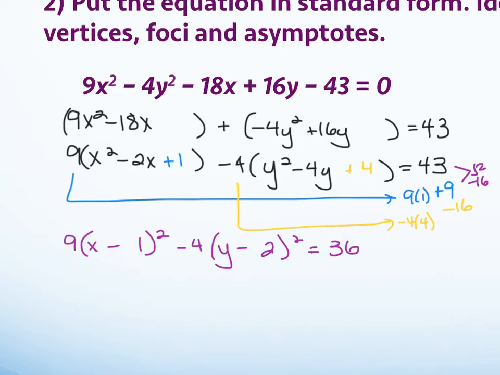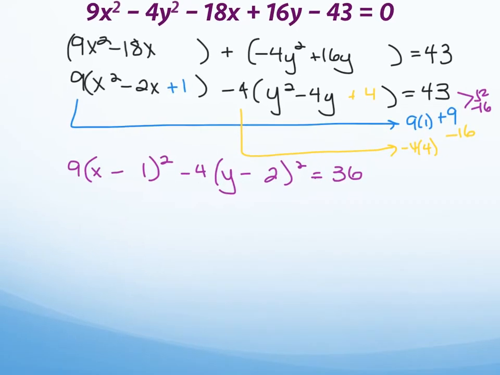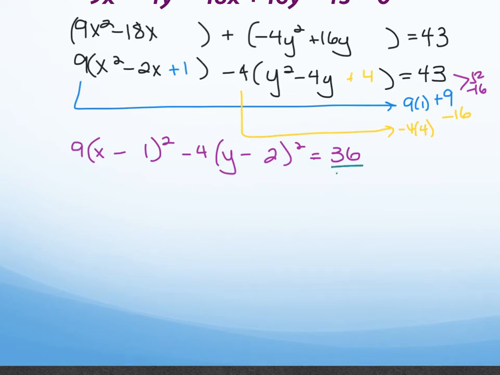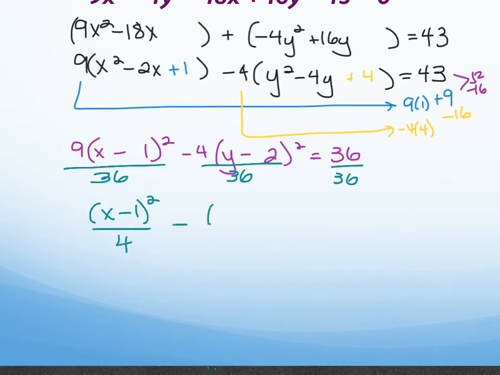Is that in standard form yet? Nope. What do I have to do? Good. Divide everything by 36. So I get x minus 1 squared over 4 minus y minus 2 squared over 9 equals 1.